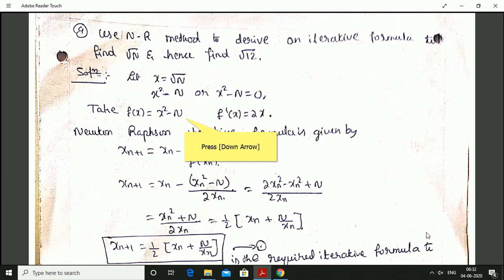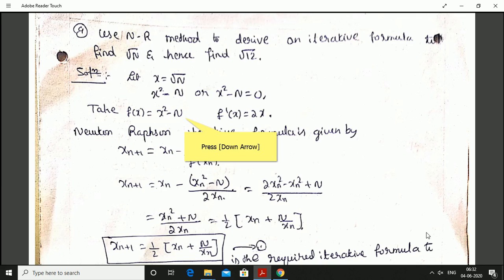f(x) = x² − N, where N is 12, by trial and error method. f(0) = −12, less than 0. f(1) = 1 − 12 = −11, still less than 0. f(2) = 4 − 12 = −8, less than 0. f(3) = 9 − 12 = −3, still less than 0. f(4) = 16 − 12 = 4, that is greater than 0.